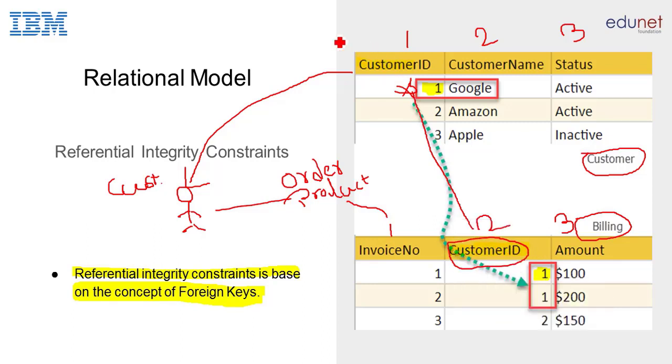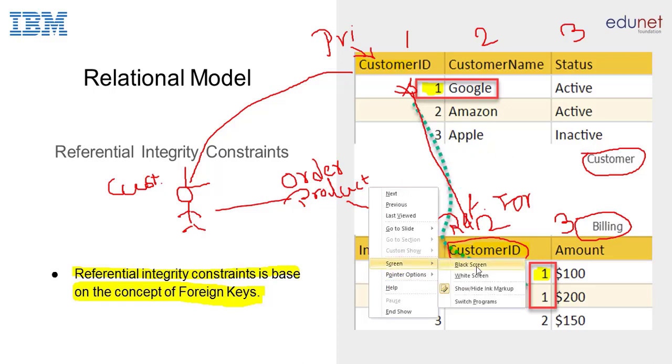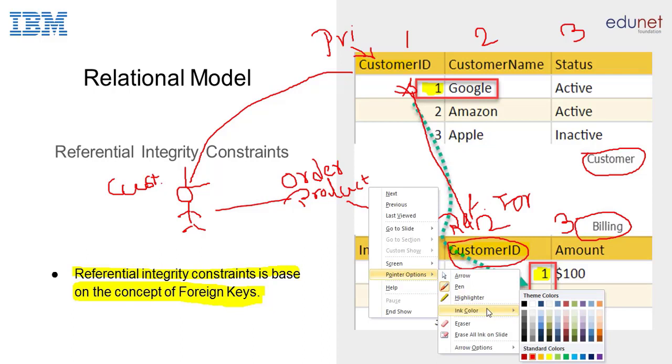I am writing here: this is my primary key, and this is my reference key or foreign key. I hope you understand this concept: what a referential integrity constraint is and what a foreign key is.